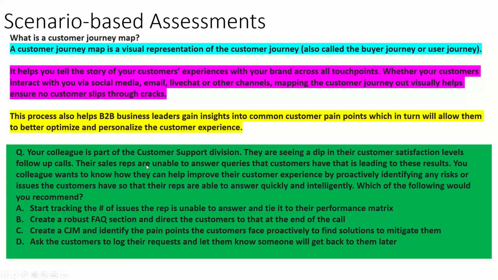So you can say this one is the customer support division. A company can have maybe the procurement division, or they can have the dispatch delivery division, where the customers can track their shipments, and then they are unable to track their shipments. So what would you do? So you see how you can practically take this and twist it up, and create a CGM that identifies the pain points that the customers face when they are tracking their shipments, and find solutions to mitigate them.